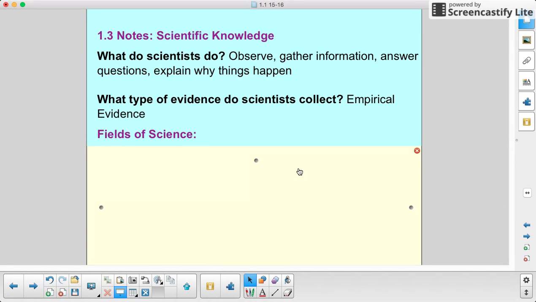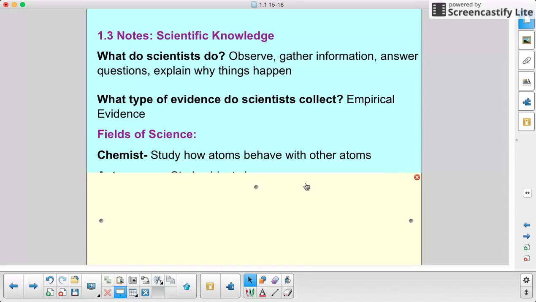Also in the video clip, What is Science?, we were introduced to 5 fields of science. The first field of science we'll look at is chemistry. A chemist is a scientist who studies how atoms behave with other atoms. They work with the periodic table, which contains a list of all of the unique elements, which are made up of unique types of atoms that are found in the world. An astronomer is someone who studies objects in space. The field of astronomy looks at everything in outer space: planets, the moon, the solar system, stars.